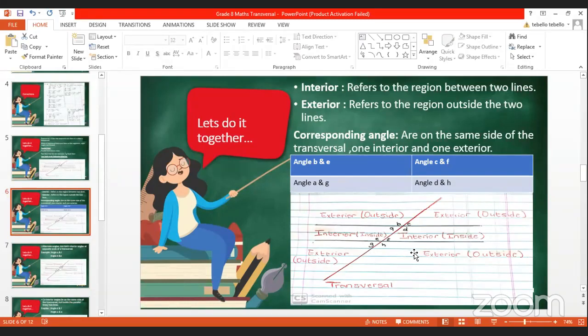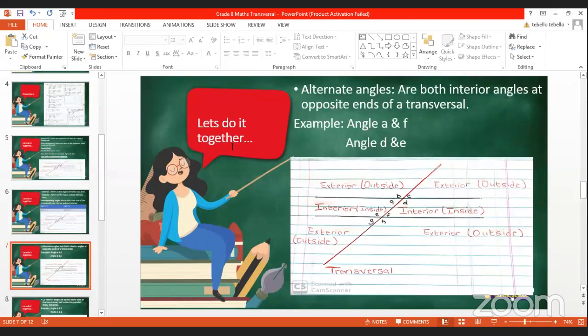So on our right hand side, we must also have one interior and one exterior. So one exterior will be our C, another interior will be our F, and then we'll have our D as our interior and our exterior as our H. One interior and one exterior. Guys, this is just a recap from what we did before, so we can answer the questions.